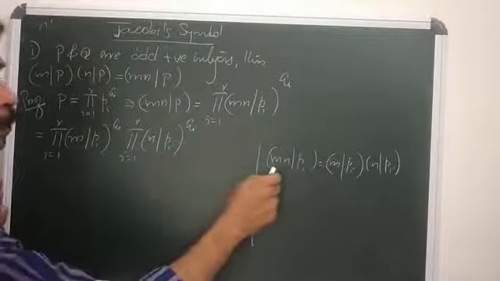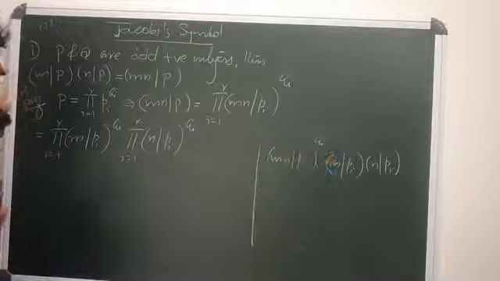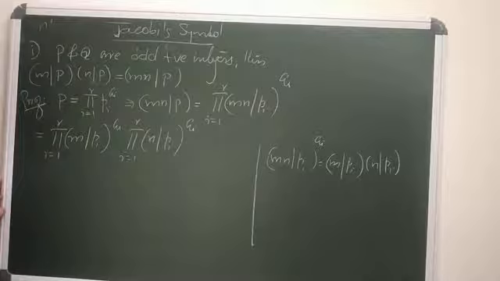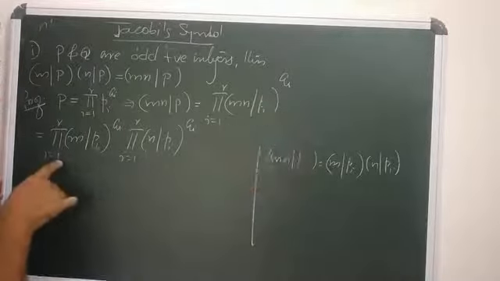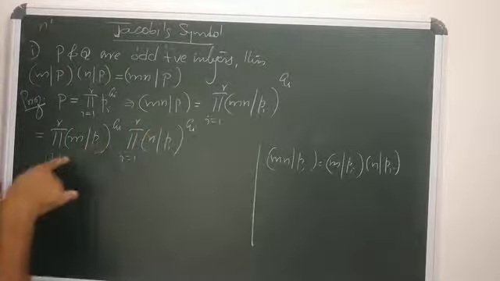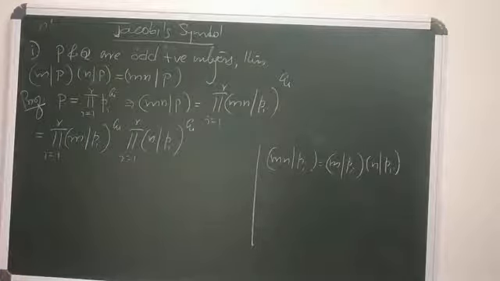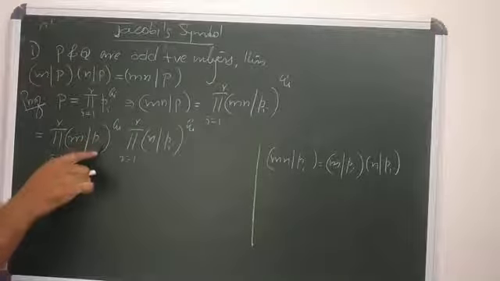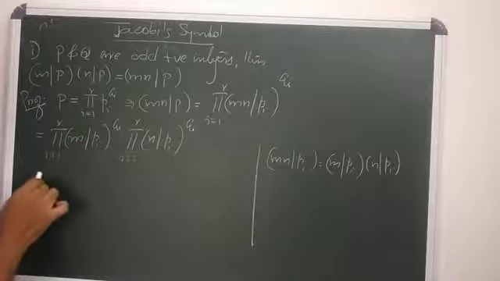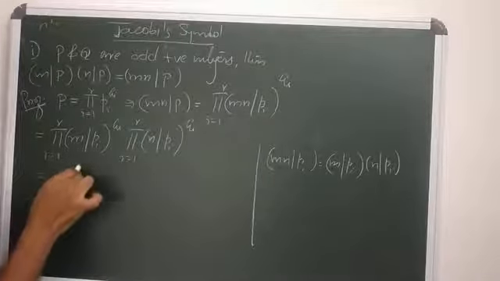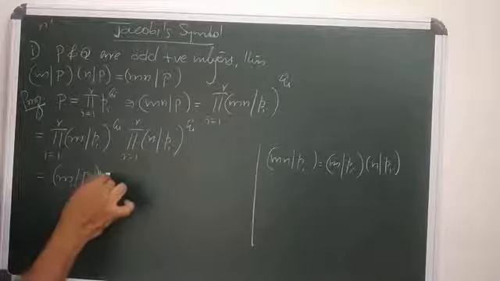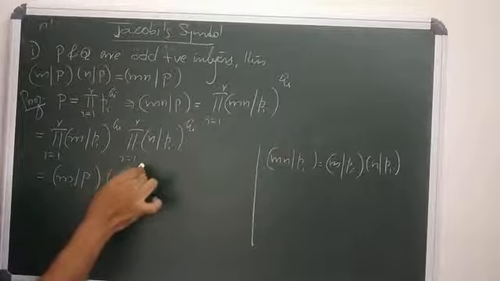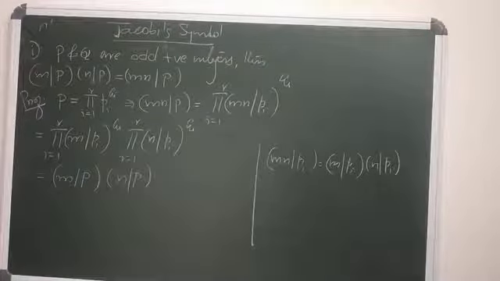So what is (mn/p_i) all to the power a_i? Its product is nothing but the product, i ranges from 1 to r, of (m/p_i) all to the power a_i into (n/p_i) all to the power a_i. What about this one? This is (m/p), by the Jacobi symbol, into whatever next product, it is (n/p). So finally (mn/p) is nothing but (m/p) into (n/p).